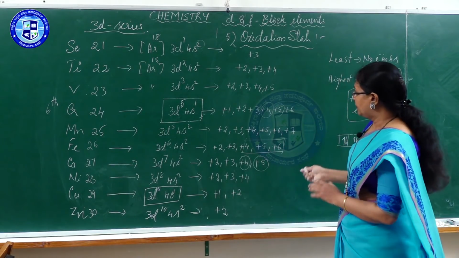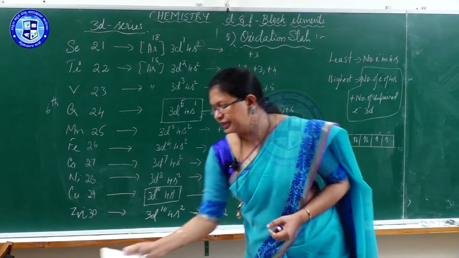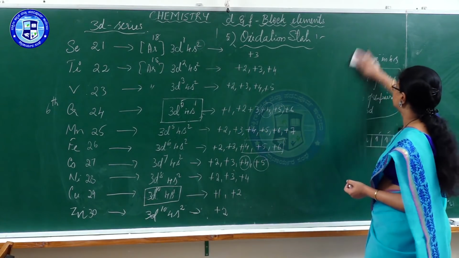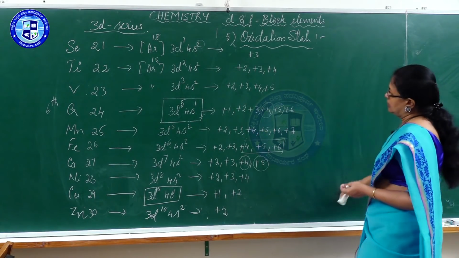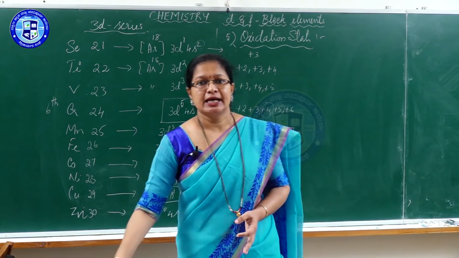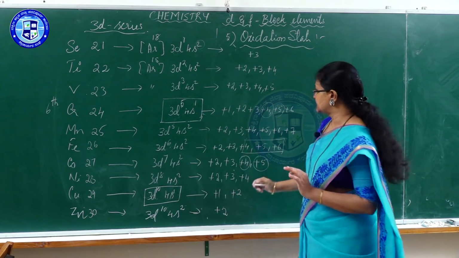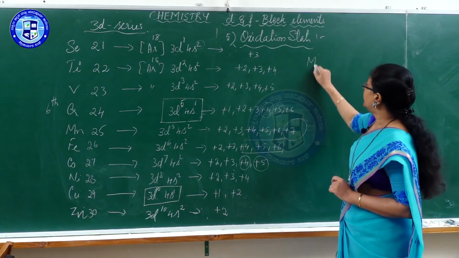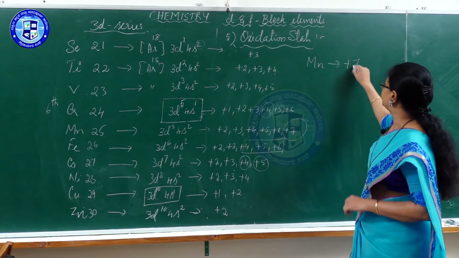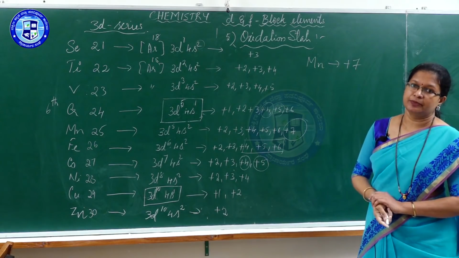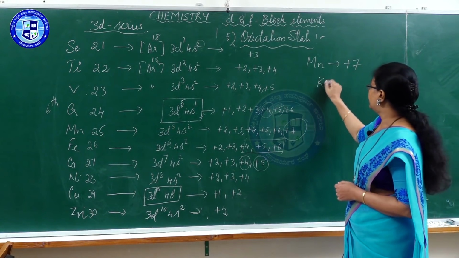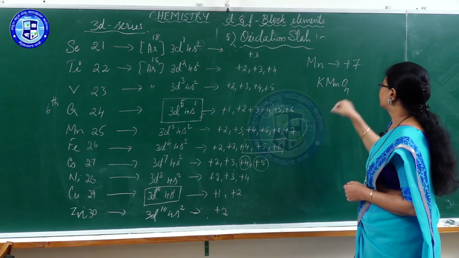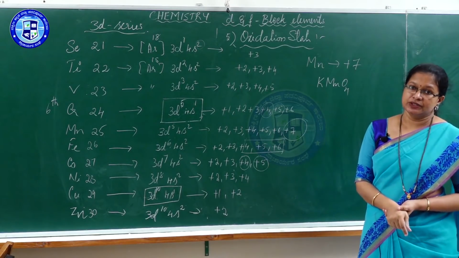Clear? The point to be noted here, a few more points to be noted. The question that could be asked is, which element in the 3d series has the highest oxidation state? Which is that? You can see here, that is manganese. Manganese has the highest oxidation state of +7. Give an example of such a compound of manganese, for which you can give KMnO4.